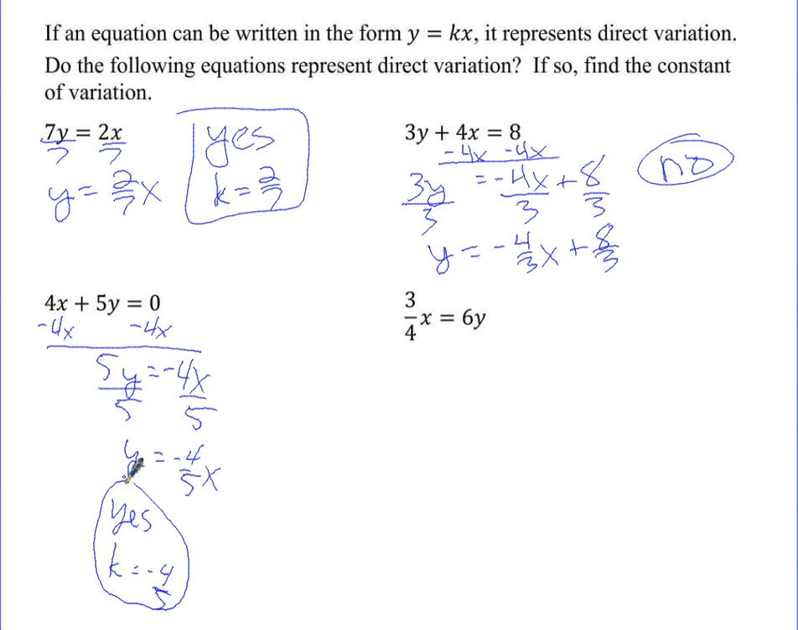How about the last one? Is that direct variation? The only way to know for sure is if we solve for y. So I want to solve that thing for y. Divide both sides by 6. Because this time the y is over here. I got to get y by itself over here. So divide this by 6. Divide this by 6. Do I know how to handle 3/4 divided by 6?